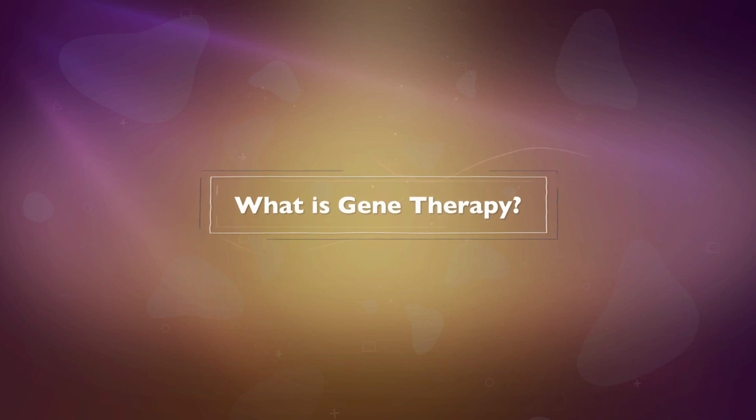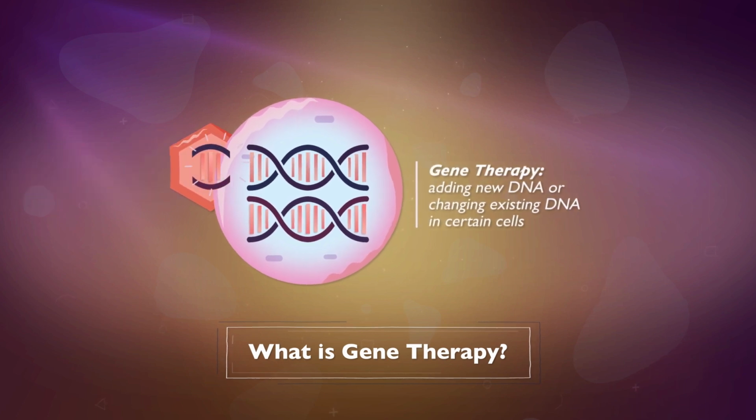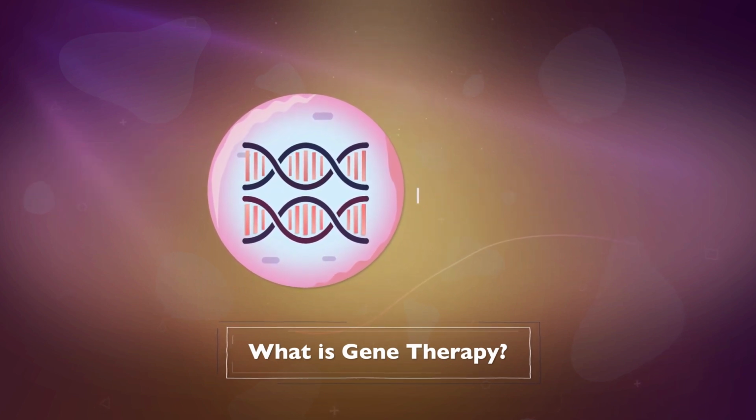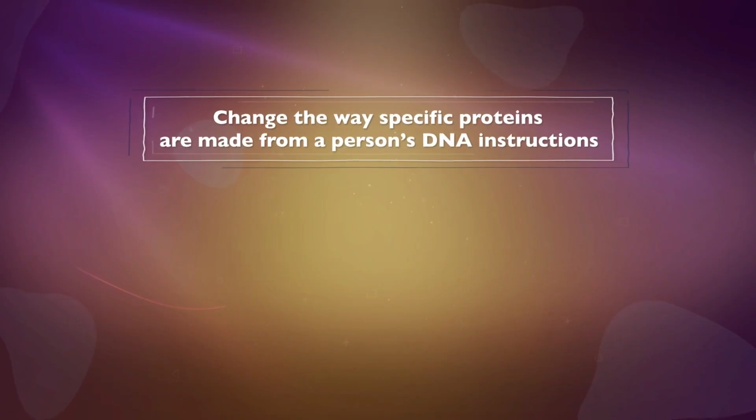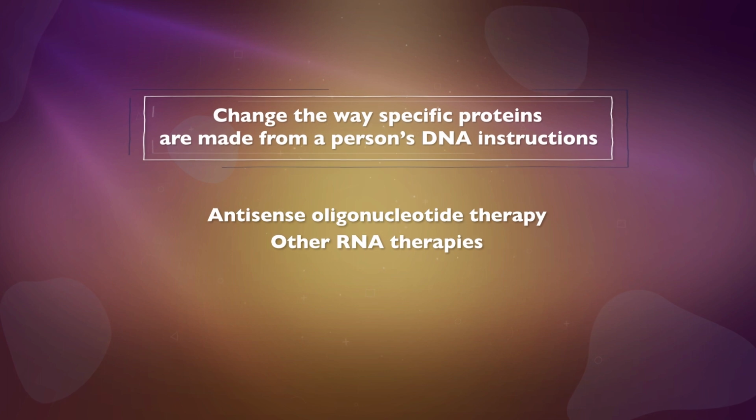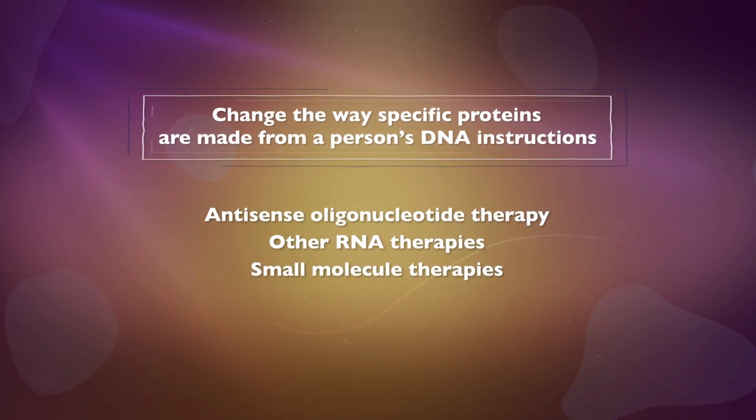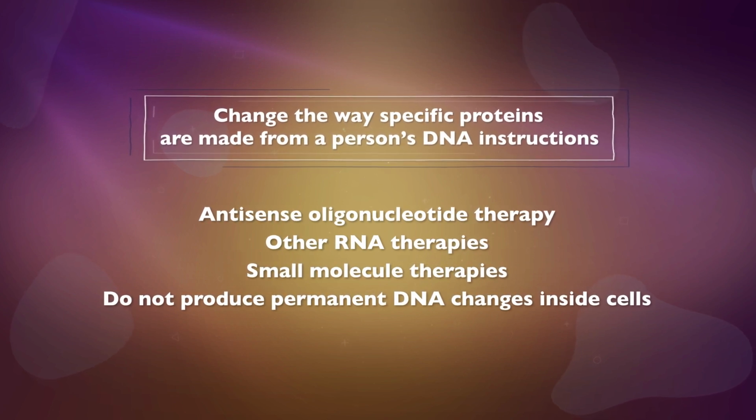There are a number of ways to treat genetic conditions. One approach is gene therapy, which could be done by adding new DNA or changing existing DNA in certain cells. These changes remain inside those cells long term. Another way to treat some genetic conditions is to change the way specific proteins are made from a person's DNA instructions. Some examples include antisense oligonucleotide therapy, other RNA therapies, and small molecule therapies. These types of therapies do not produce permanent DNA changes inside cells.